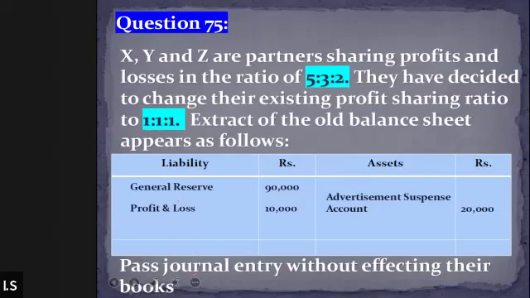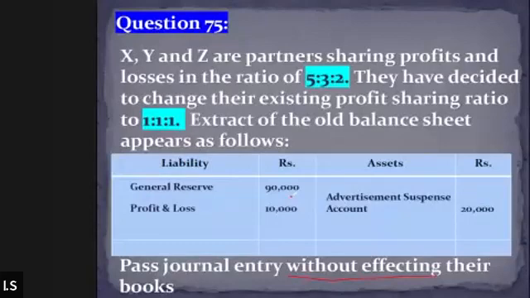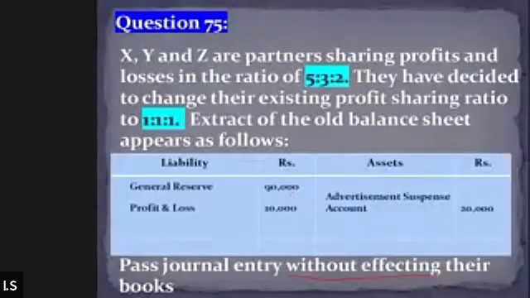If the question is telling us to pass the journal entry without affecting the books of account, that means partners have decided to show the general reserve and profits in the books of account in the future as well, in the balance sheet of the future as well. Got it? Is this clear to all of you? Yes, sir. Everyone else, please confirm. Yes, sir. Okay.